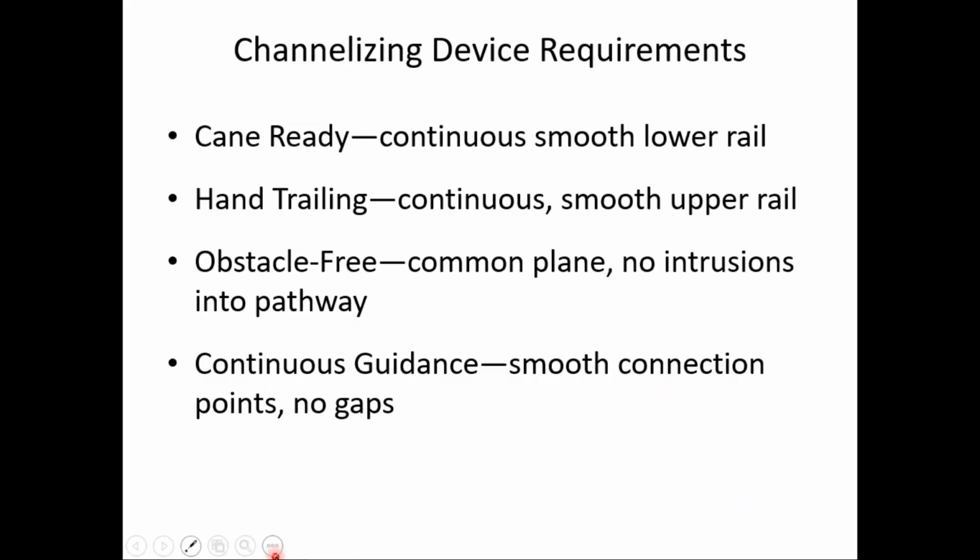So just in summary again, these are the requirements for the channelizing devices. They need to be cane ready, have a continuous smooth bottom rail, need to be capable of hand trailing, so a continuous smooth upper rail, should be obstacle free, a common plane, no intrusions into the pathway, and they need to be continuous. They need to be connected with no gaps. So as we look here for next time we have remaining, I'll show some examples of different setups. These are the things you should sort of look for when you're looking at channelizers.